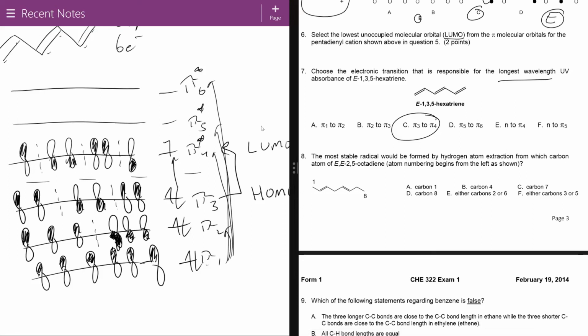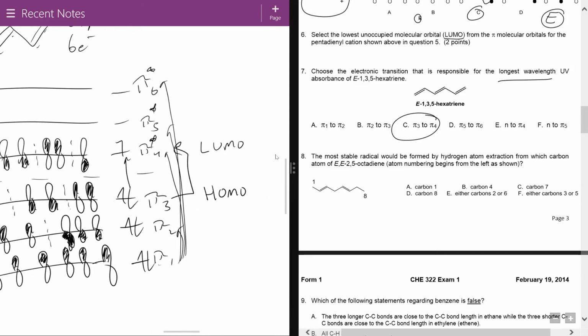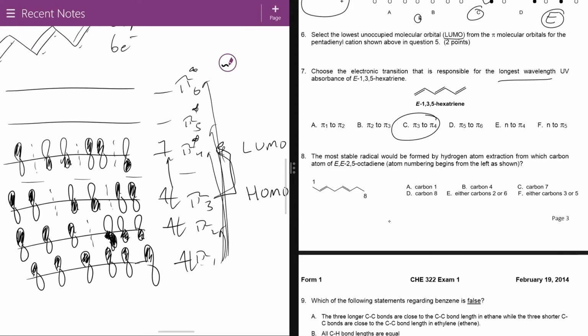If they ask about wavelength absorption, it's really just a way of asking about HOMO-LUMO interaction. Just a more complicated way of asking it. So I don't want you guys to get freaked out. I doubt they'll ask you for the highest wavelength absorbance. Most likely it'll be the longest wavelength, if they even do ask that question. And it'll be the lowest energy, and the lowest energy is from your HOMO to your LUMO.